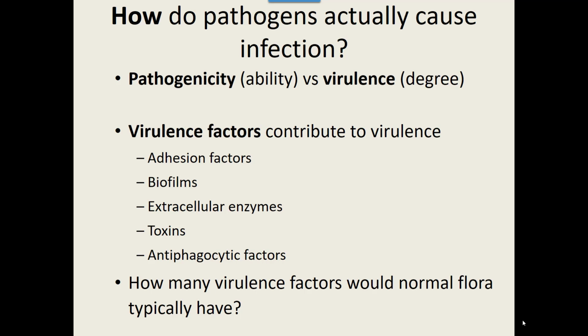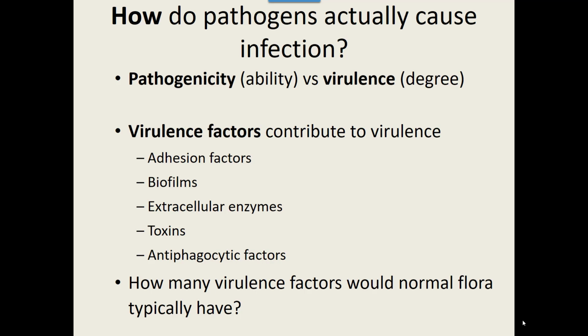Can it make extracellular enzymes? I've got a couple slides on these next three. Extracellular enzymes are a lot of times used to destroy tissues to get in and then cause disease. Can it produce toxins that damage cells? Again, a way to get in. And can it make anti-phagocytic factors? A lot of the times for us to get rid of pathogens, we have phagocytes, our white blood cells that go around and eat these foreign objects. Well, some of these microbes have figured out ways around that.